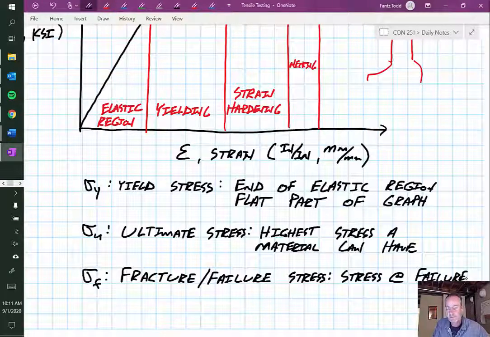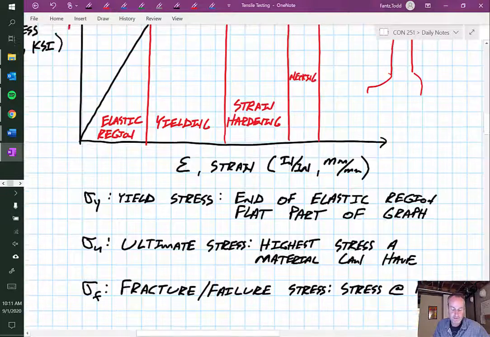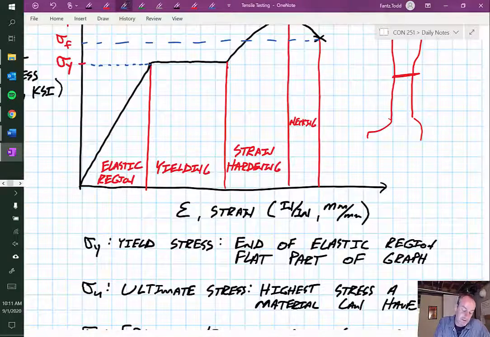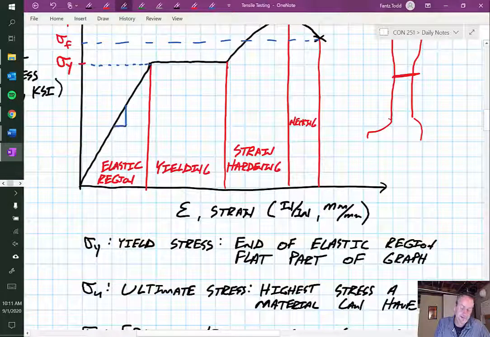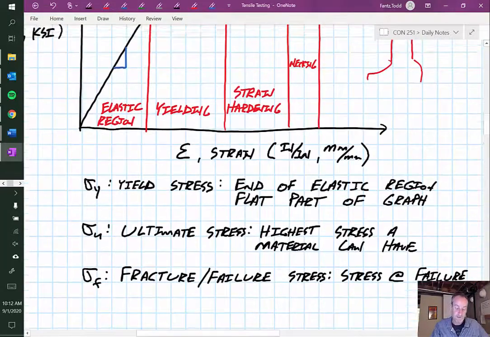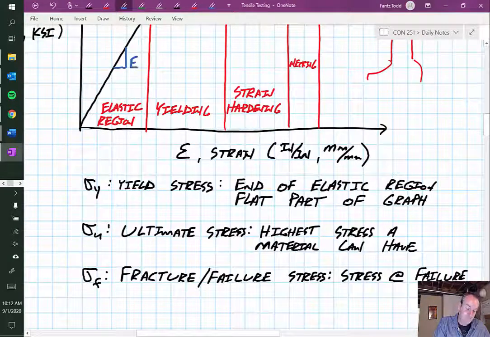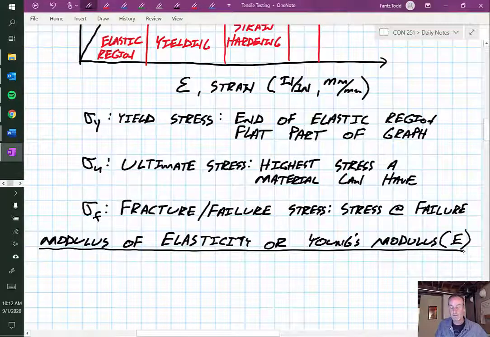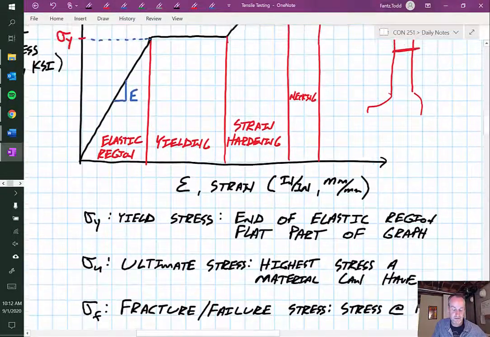Now, one really important property that we need to look at is happening within this elastic region. So we said within this elastic region where we're going to be operating 90% of the time, or actually it's more like 99.9% of the time, there's a slope to this line. And that slope is a relationship between stress and strain, and it's linearly related because it's in that elastic region. So we have a value for this. We call this a capital E, and it's called the Modulus of Elasticity, or Young's modulus.